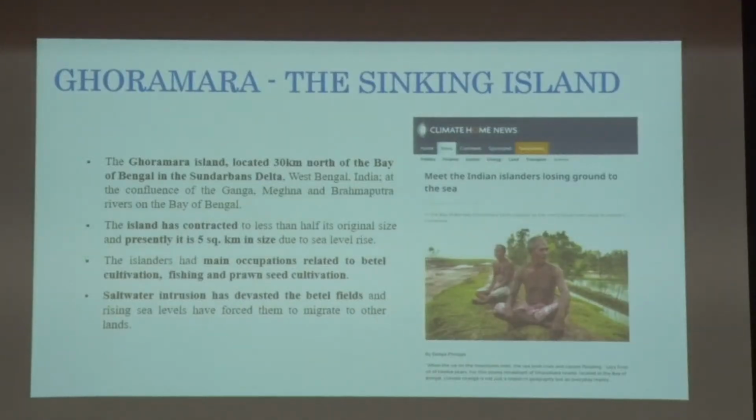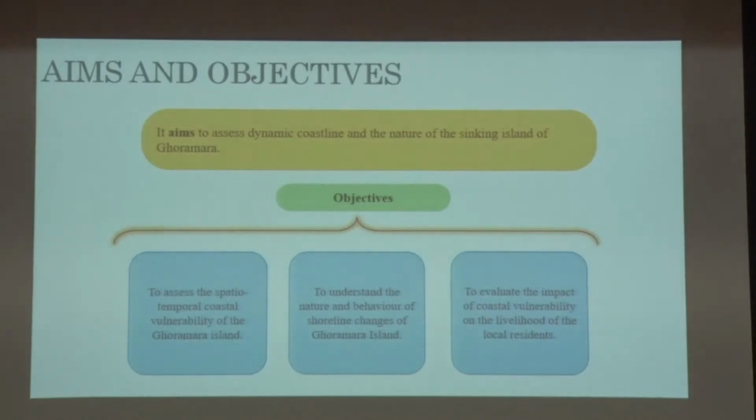So Ghoramara is also known as the sinking island. Ghoramara Island is located 30 km north of the Bay of Bengal in the Sundarbans Delta at the confluence of the Ganga, Meghna and Brahmaputra rivers. The island has contracted to less than half of its original size, and presently it is 5 square kilometers in size. So these are my aims and objectives.